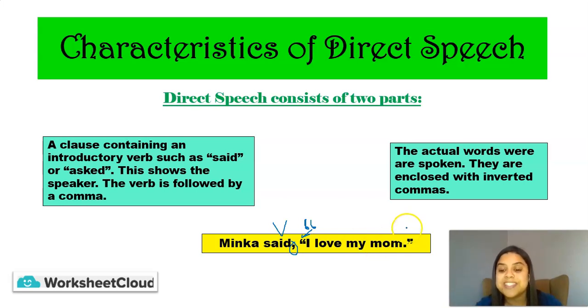Once she is done speaking, you have to have a closed inverted comma. So then I close it, full stop. So this is the first part over here, the first part of my direct speech, characteristics of my direct speech, and this is the second part. Apologies for my terrible handwriting, grade 4. So that is how we can write in our direct speech. Okay, I hope you all got that, grade 4s.